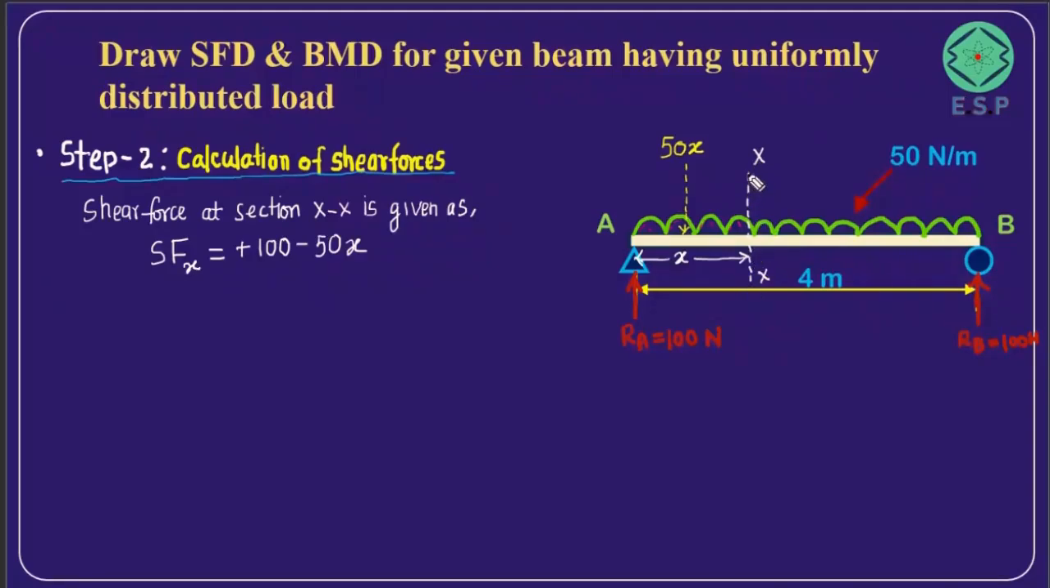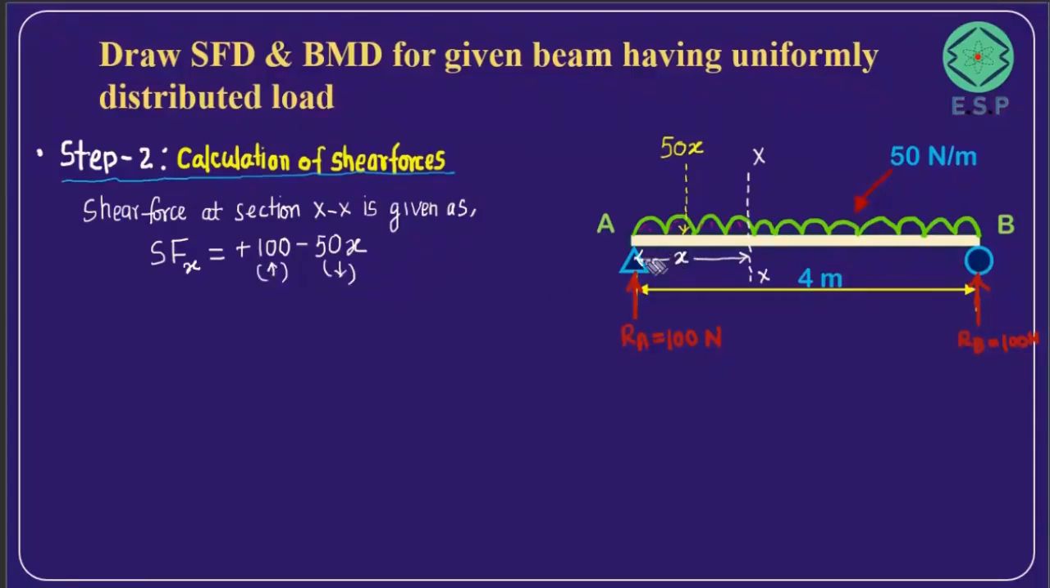As I shift this particular plane towards the right, the value of X is going to change, and accordingly the value of shear force at that particular location will change. So that is what we got, friends. We got the shear force at any plane at distance X as 100 minus 50X. This is positive because the shear force is acting upward, and this is negative because it is acting downward.